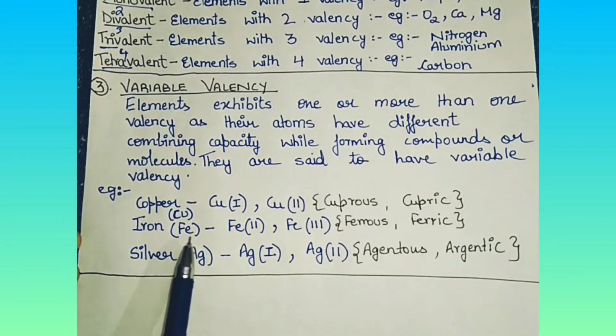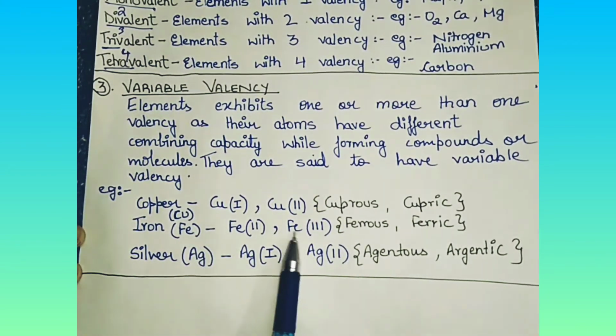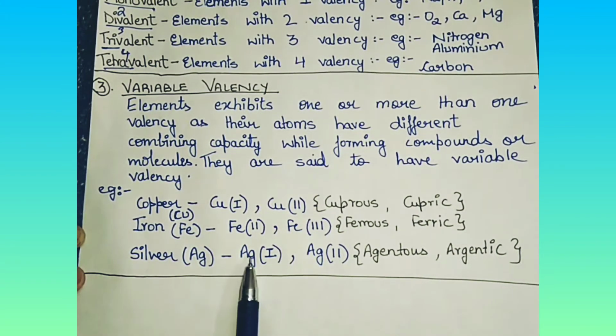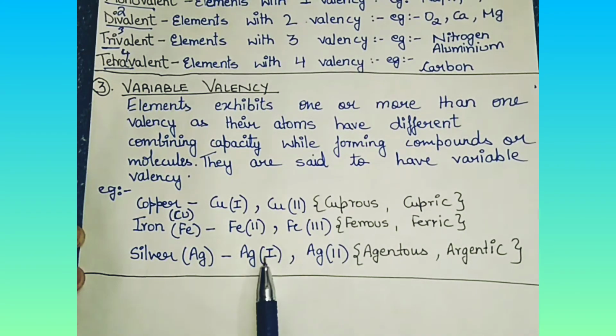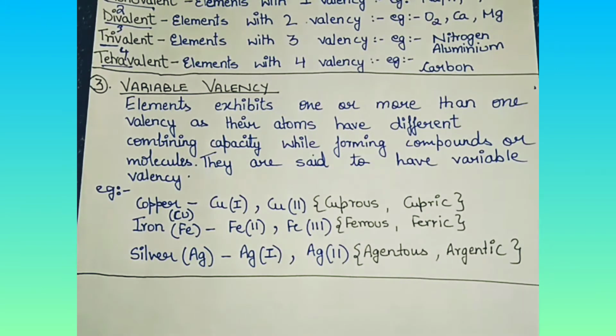Iron, denoted by Fe, the chemical symbol is Fe. Fe2, Fe3, which is ferrous and ferric. Silver Ag1, Ag2 means argentous and argentic. Okay, so I hope you all have understood what is variable valency.